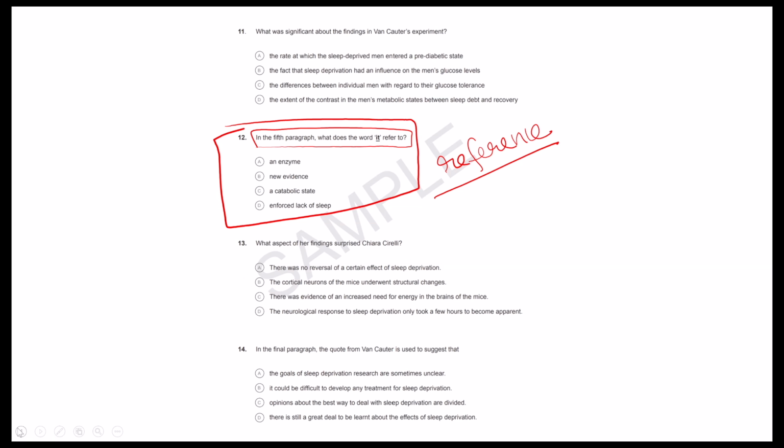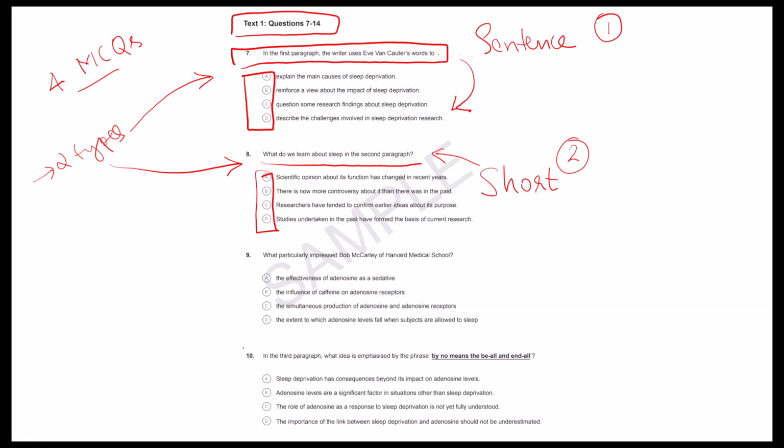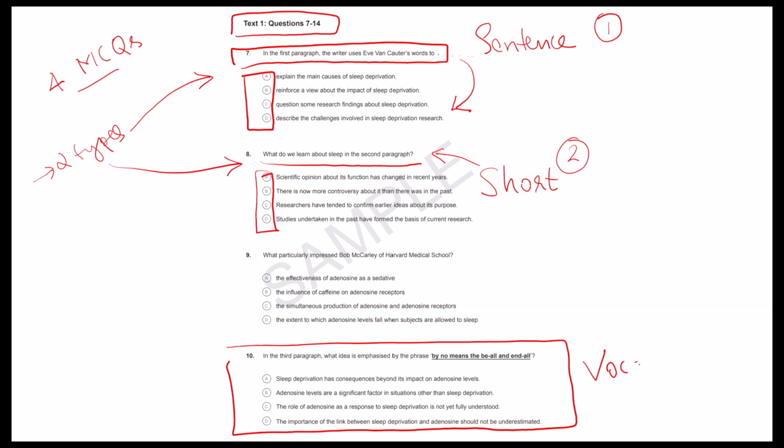The other possibility is we always have a vocabulary related question. Like you can see for question number 10, it says, in the 3rd paragraph, what idea is emphasized by the phrase, by no means the be all and end all? So these are the types of questions. Out of the 8 questions, 1 will always be a reference question, the other will always be a vocabulary question, and out of the remaining 6, we have either sentence completion or short answer question types.